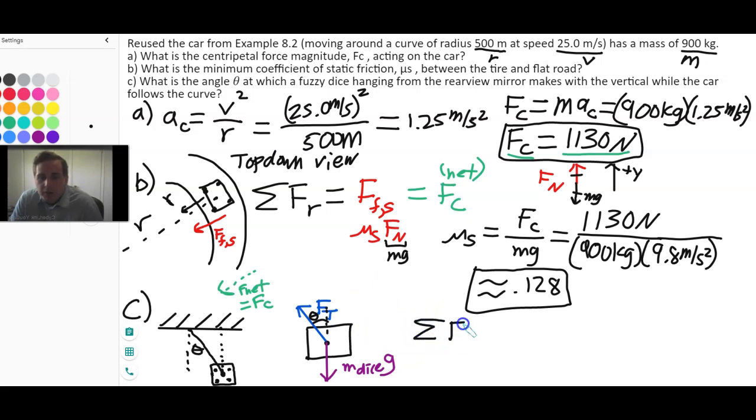So let's look at the sum of the forces in the x and the sum of the forces in the y direction for this fuzzy dice. Now, by the way, as soon as we start doing x and y, we should have axes labeled. So let's call inward positive x. And that's because inward is sort of related to the inward part of the car here. So inward, let's call positive x in this case. Positive x direction. And let's call, let me do straight line, positive y direction.